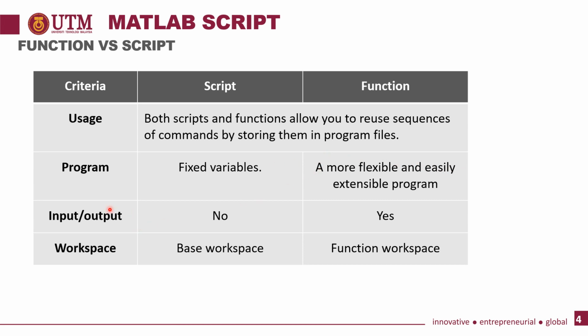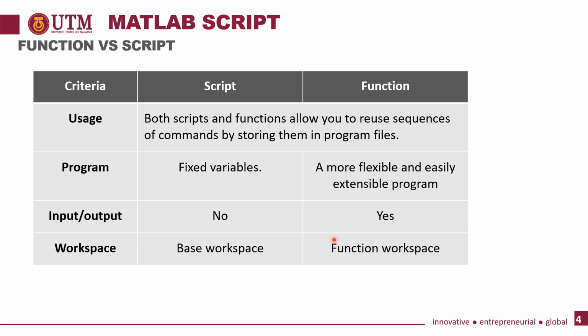And then input and output. So a script doesn't have input and output, but a function has input and output. Because later on when you learn how to write functions, you must have input and you must have output. Alright? And the last criteria is in terms of workspace. So script variables are saved in the base workspace, which is the workspace that we can see inside our MATLAB. But the data saved inside a function is saved in the function workspace. So you cannot see the data inside your function.